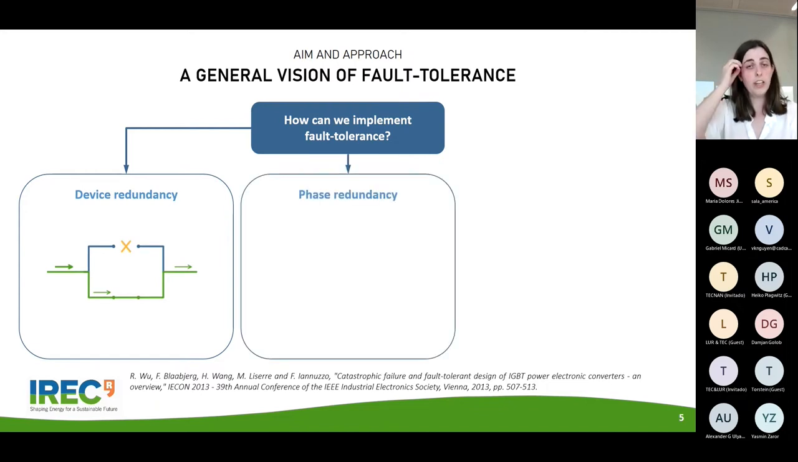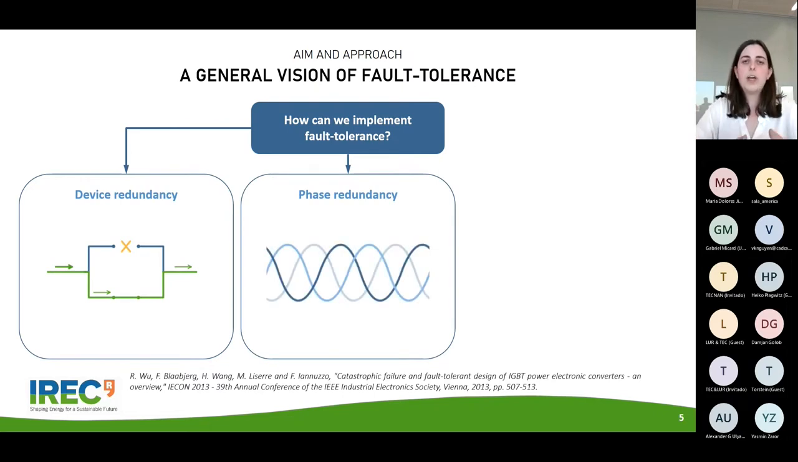The second approach is phase redundancy. Let us say that we have a three-phase system like in the electric grid and one of the phases fails. With phase redundancy, we have repeated structures in the converter that allow us to substitute this faulty phase and allow us to reproduce the wave that we cannot generate anymore because that certain part of the circuit has failed. So we are able to substitute all that structure.